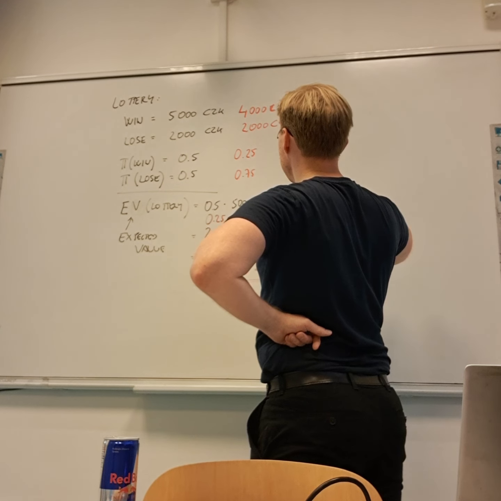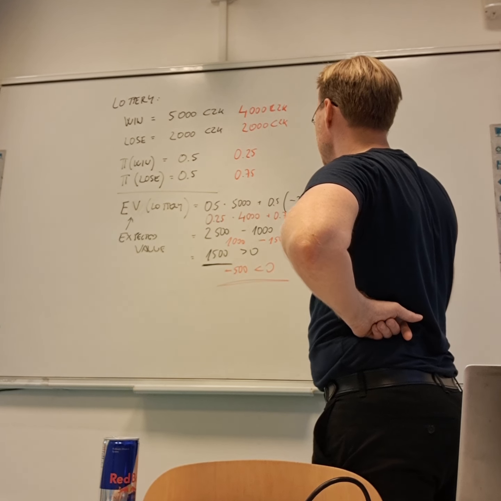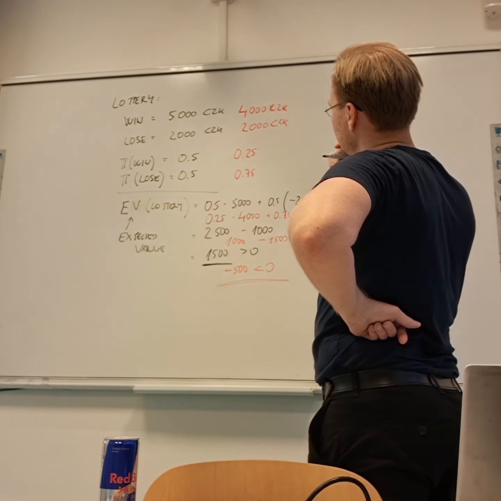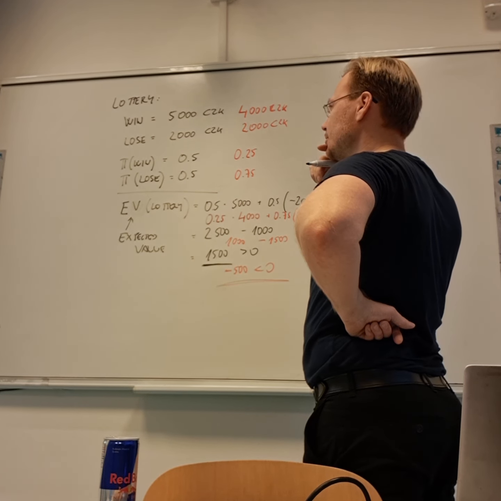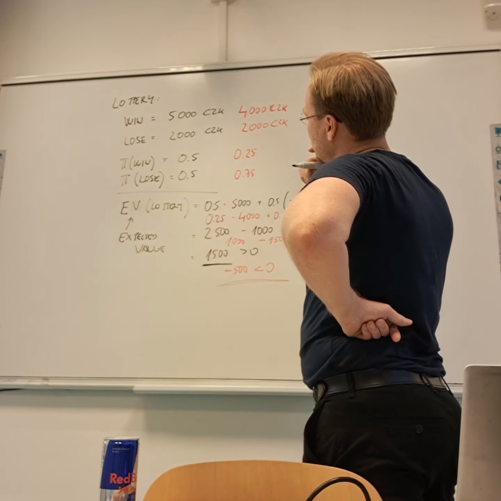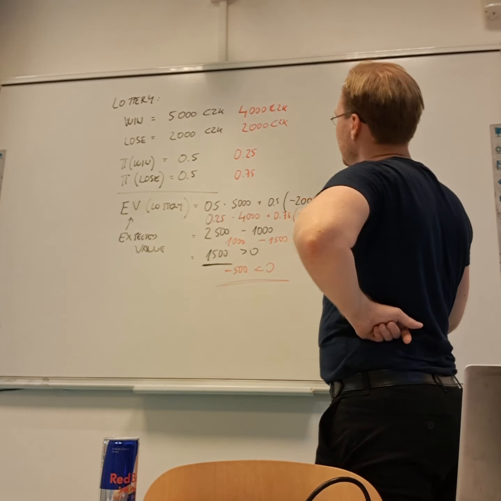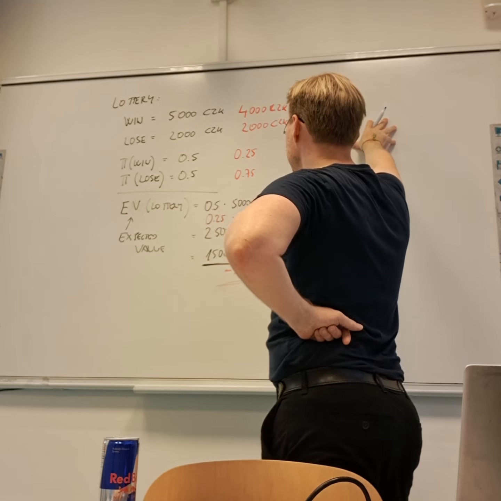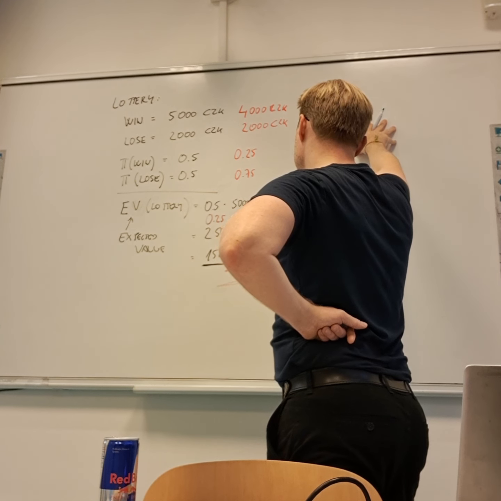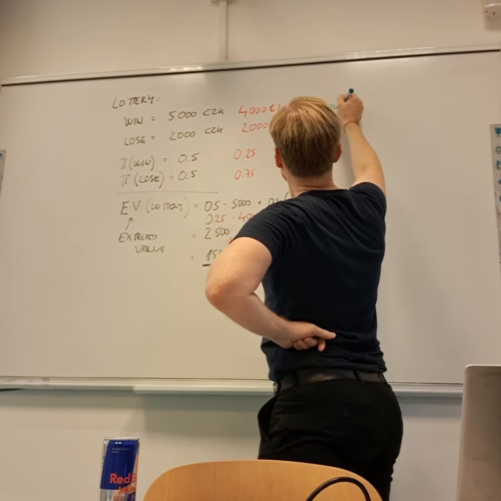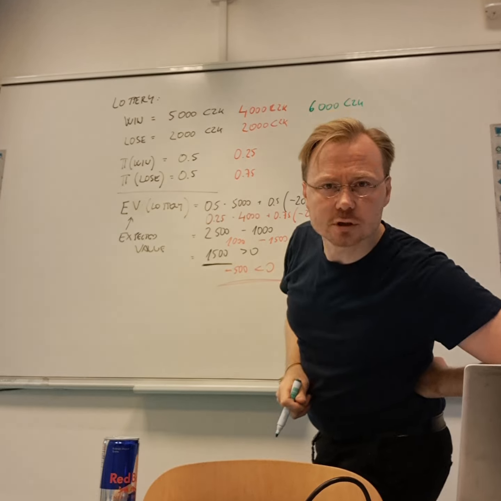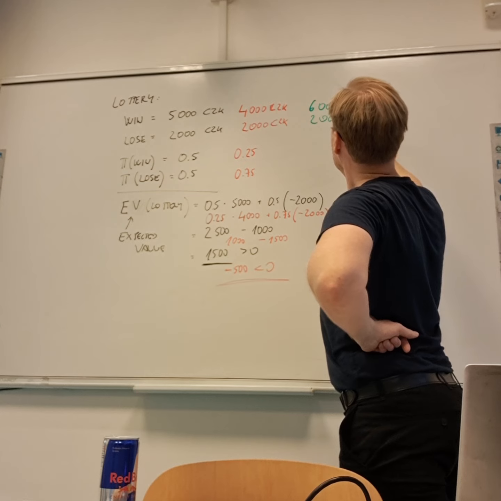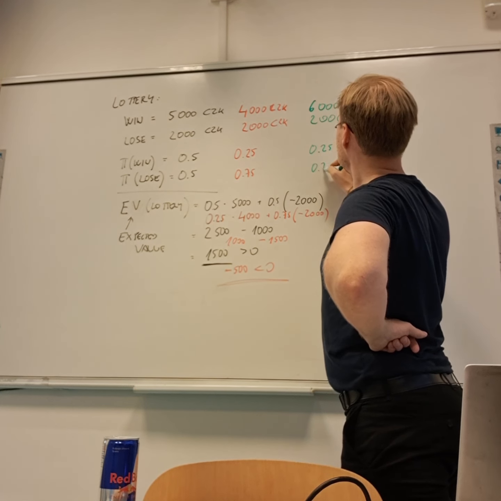If I had 25% of, say, 4,500, how much is it? How does it work? I need to have such a value of win so that 25% of it is 1,500. It means that it's 6,000. Okay, so let's have 6,000 crowns win and lose 2,000. And the probabilities are still 0.25, 0.75.